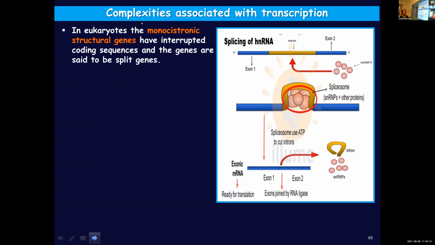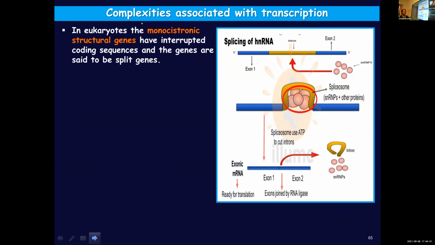Complexities associated with transcription. Now let's see what are the different complexities which are associated with the process of transcription. In eukaryotes, monocistronic structural gene. One of you tell me what is meant by monocistronic structural gene.